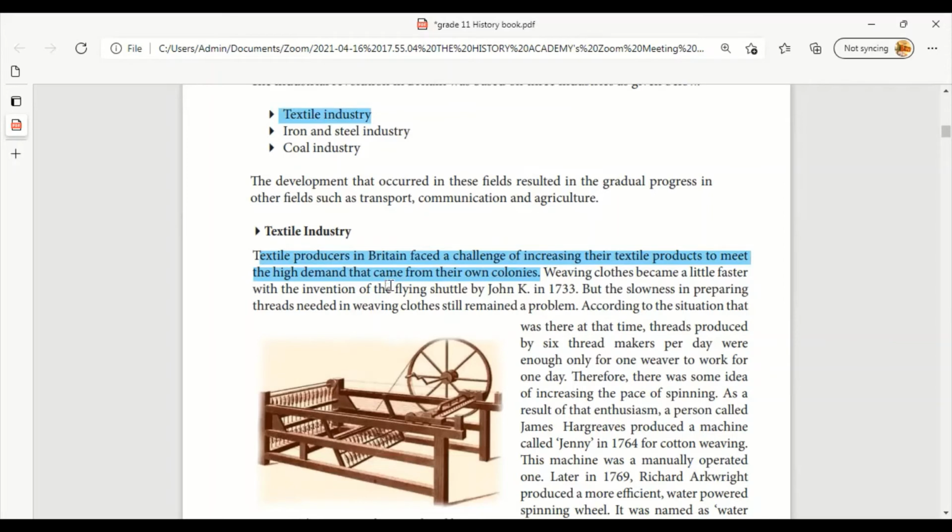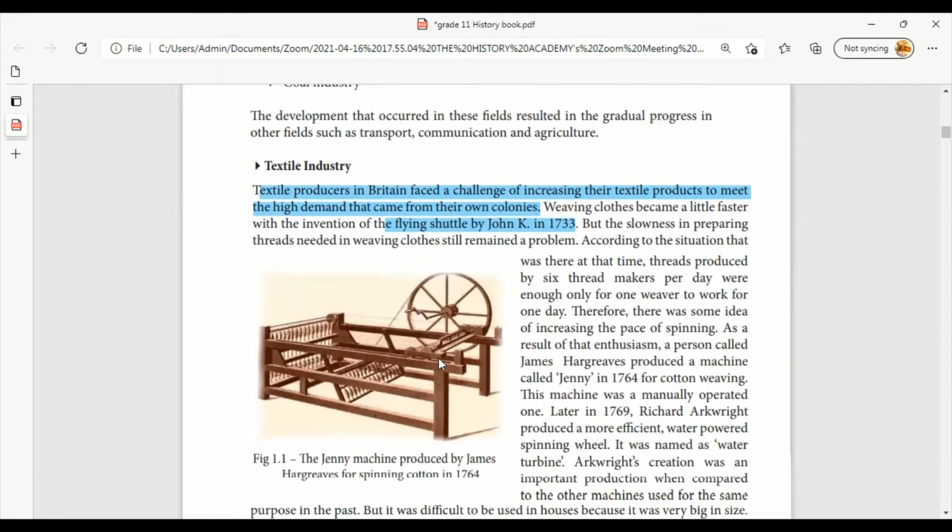There was a flying shuttle that John Kay invented in 1733, but the slowness in preparing the threads needed for weaving clothes was a problem, right? In order to produce that much cloth, they didn't have the technology. At that time, the threads produced by 6 thread makers per day were only enough for one weaver. That means one weaver worked for a day using the thread produced by 6 thread makers. That means there was a huge problem in producing threads in cotton spinning.